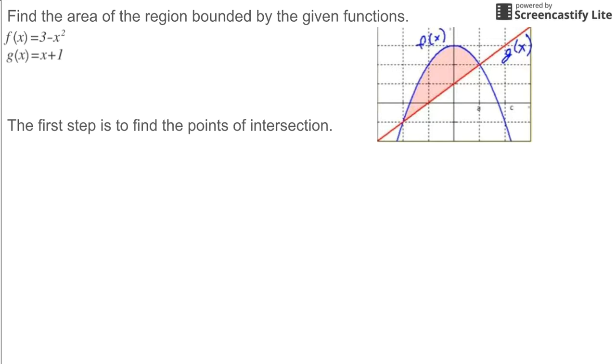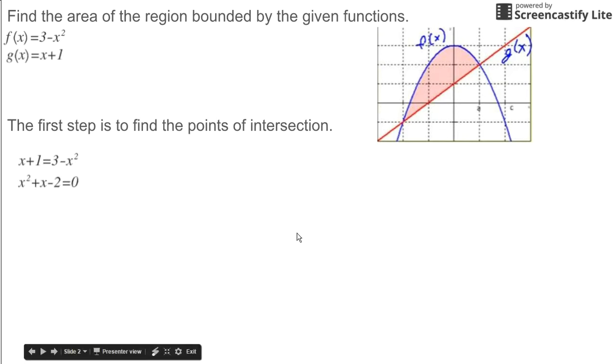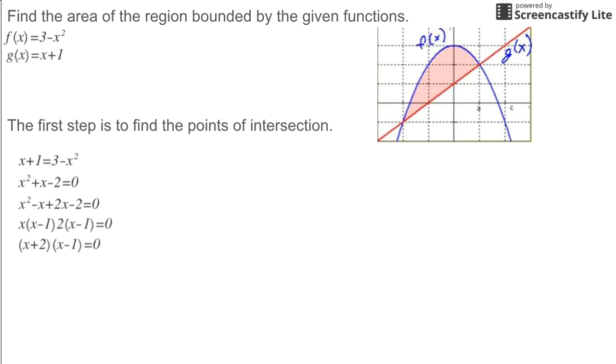Now let's go through two different example problems step by step to find the area of the region bounded by two curves. First, you want to find the points of intersection. This is done by setting the two functions equal to each other and solving for x. First, get all the values on one side so that the equation is set equal to 0. Factor. In this problem, we end up with 2 points of intersection, one where x equals -2 and one where x equals 1.